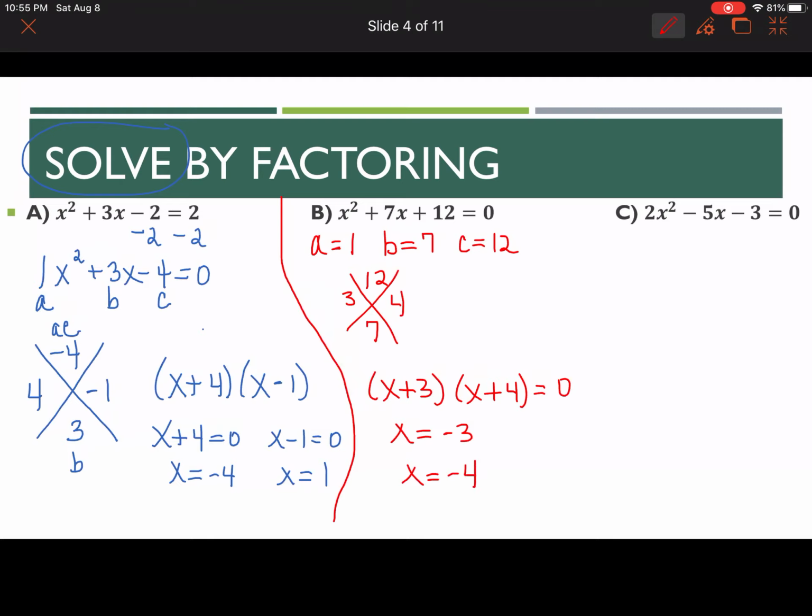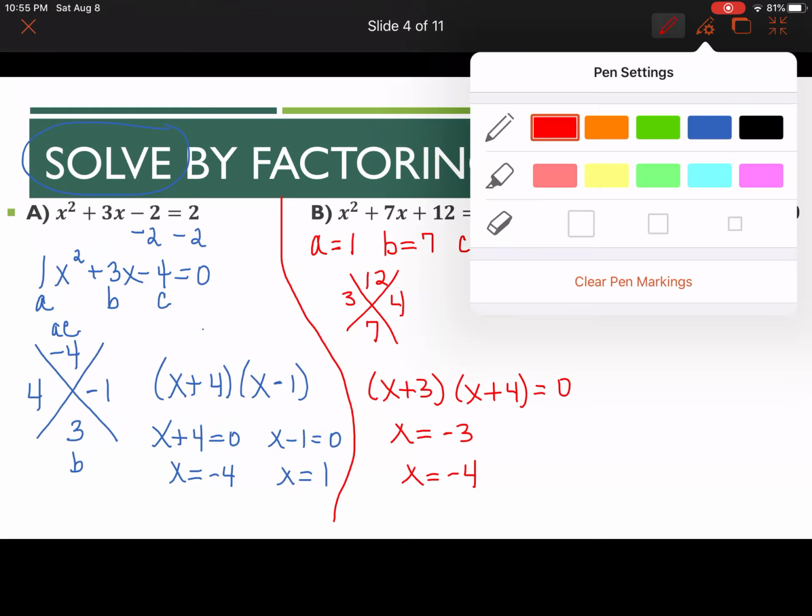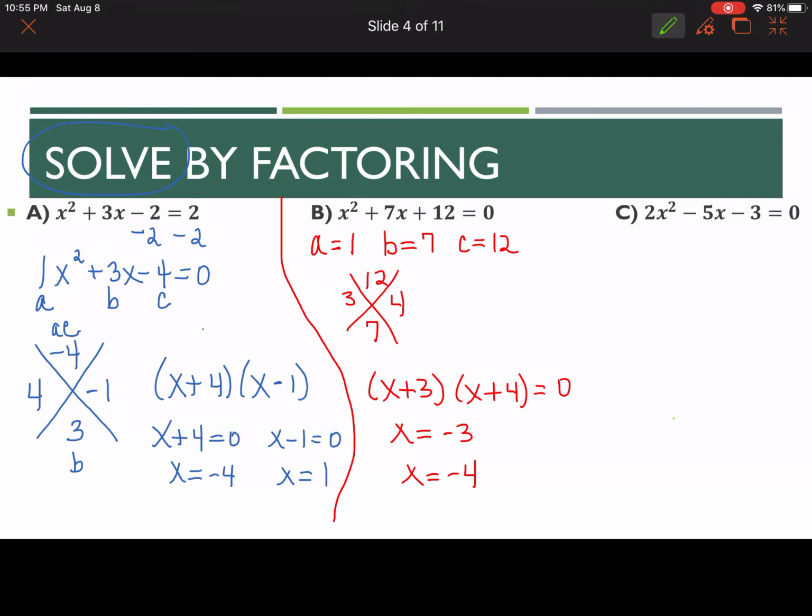All right, our last one has an a value of 2, so we will need to create a box for that last one. All right, so the first thing I want to do is multiply a times c. So that would be 2 times negative 3, and that would be negative 6. So I need 2 numbers that multiply to negative 6, but add to negative 5. And those numbers would be negative 6 and positive 1. So I'm going to create my box.